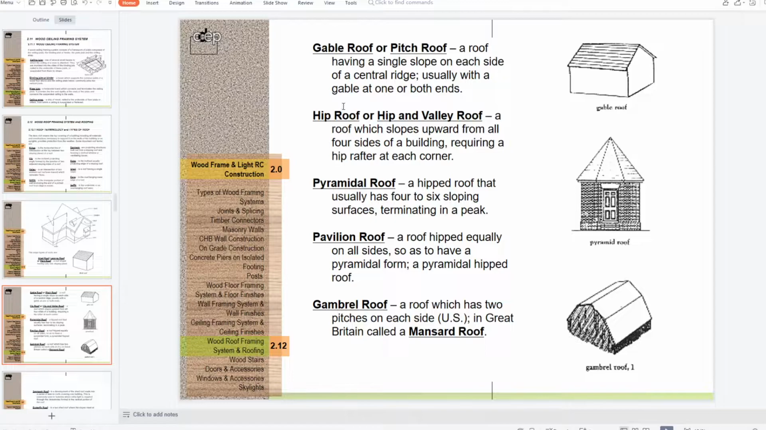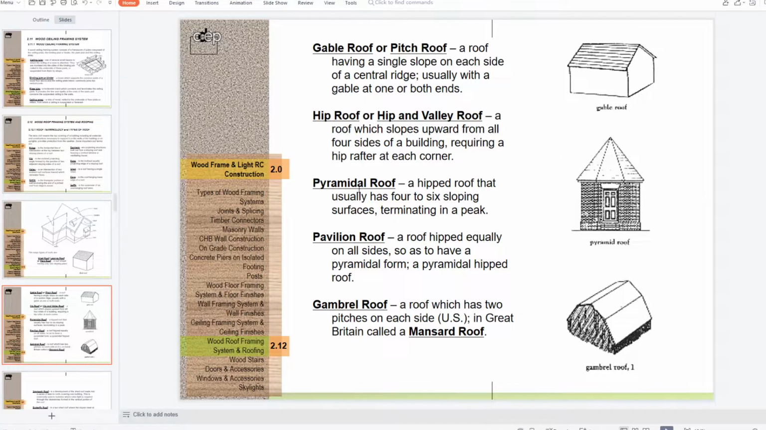And then the hip roof or hip and valley roof. So a roof which slopes upward from all four sides of the building, requiring a hip rafter at each corner. So daw gable roof man siya, pero diri sa side may isa pa gid ka slope. So kung lantawon mo siya sa top view, daw square siya nga may X sa tunga.